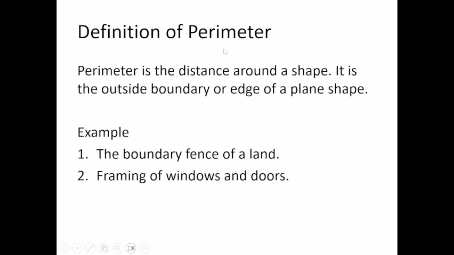Now that is the meaning of perimeter, the distance around a shape. You saw the way the turtle was just going around. So when you go around the fence of your land, that is actually the perimeter. When you go around the frame of your windows or the door, you just move around the frame of the door. That's actually perimeter. So take note of that.